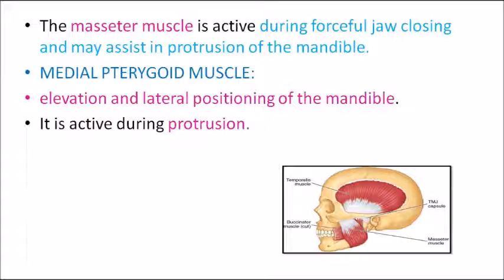Please be thorough with these muscle attachments as well as which muscle is involved in which kind of movement, because it's a very favorite topic for the examiners and most often we can expect at least one question on this. So please remember, the lateral pterygoid muscle has two heads, superior and inferior. The superior head is associated with jaw closing, whereas the inferior head is associated with jaw opening and protrusion. The masseter muscle is associated with forceful jaw closing and can also assist in protrusion of the mandible. The medial pterygoid muscle is associated with elevation and lateral positioning of the mandible. It is also active during protrusion.